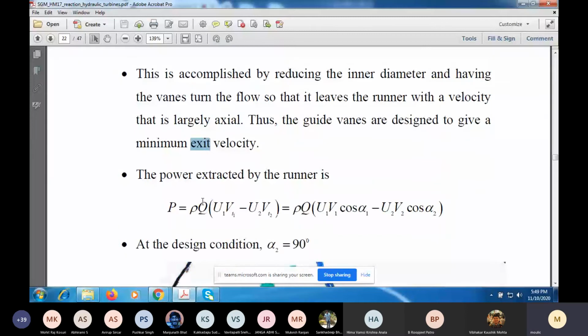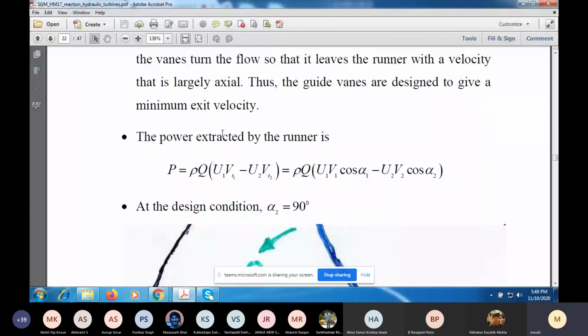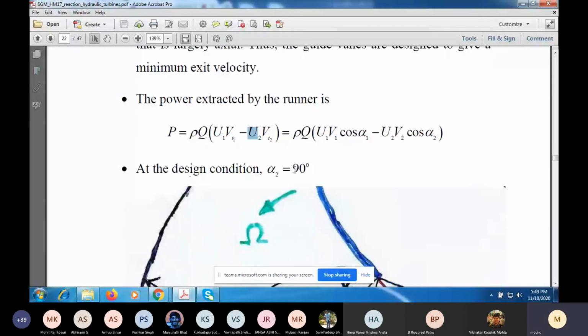But you want the tangential component to be as small as possible so that the magnitude of the exit velocity is as small as possible. So the power that you're extracting from the fluid, when the runner is rotating, will be the mass flow rate rho Q multiplied by this difference, the product of U times Vt at 1 and U times Vt at 2. So at the design condition alpha 2 is 90.